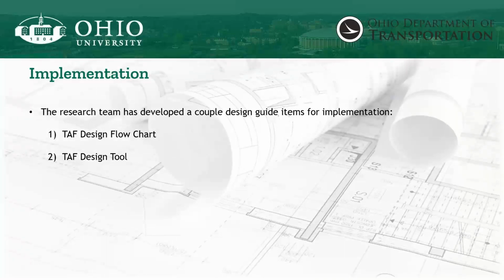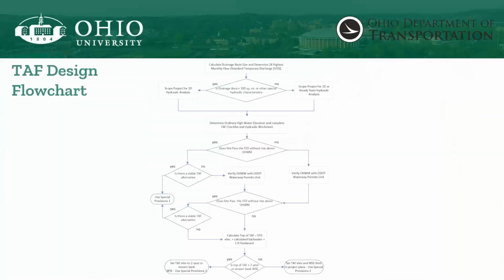So for implementation, we developed a couple of design guide items for this project. First we designed flow charts, okay, and a design tool to help engineers determine what type of dump rock size you should use. Should you use 1D or should you use 2D? This flowchart is basically combining the current design procedure and also what we propose into the same flowchart. So we'll just go through the steps here.